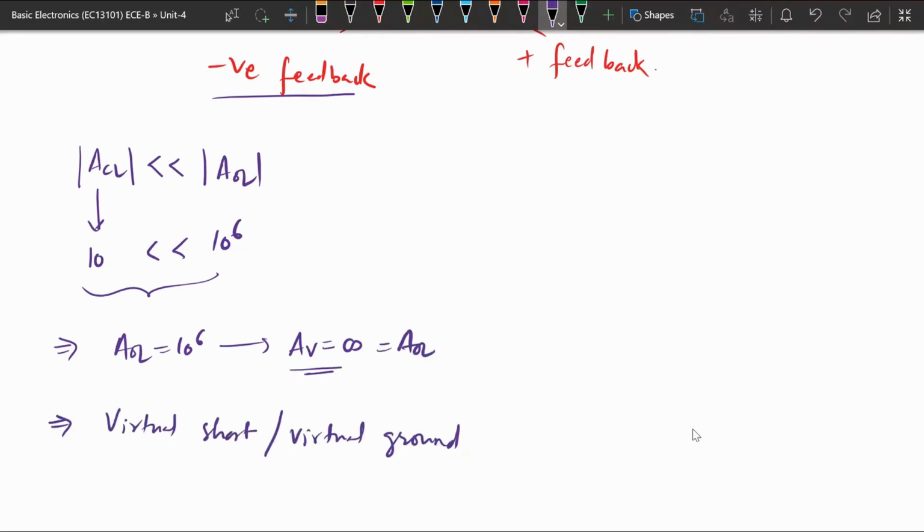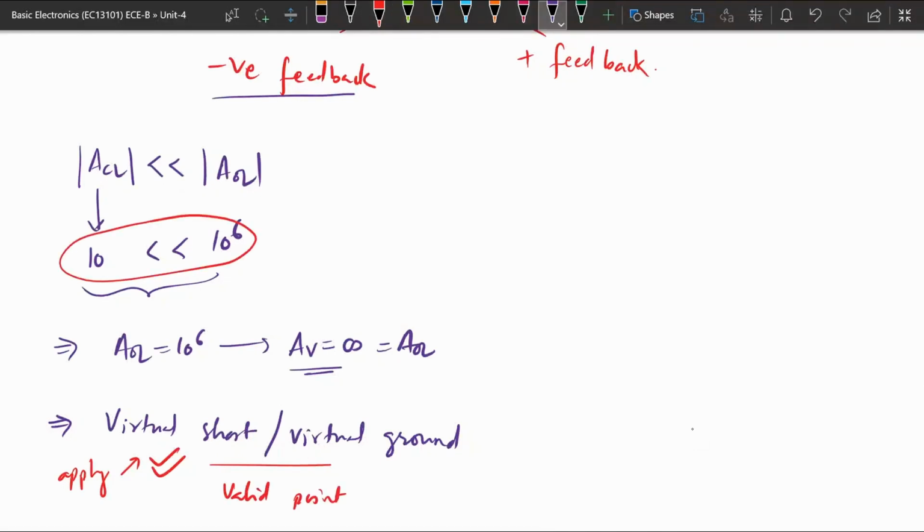So if the closed loop gain is very much less than the open loop gain, in that case the open loop gain can be considered as infinity. So we can apply this virtual short concept or virtual ground concept. Or we can call it that this concept will be a valid point.